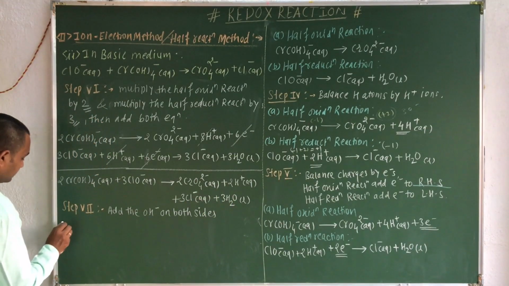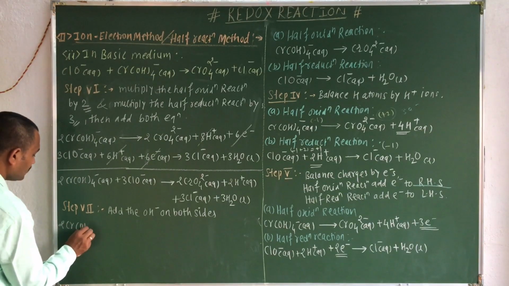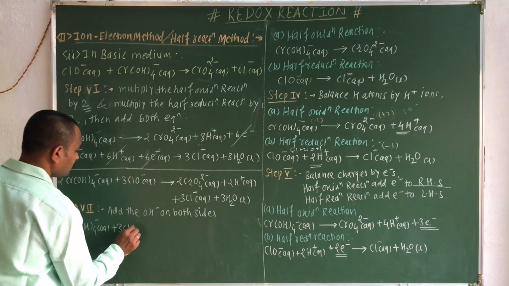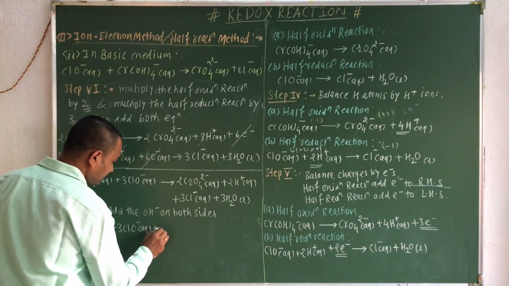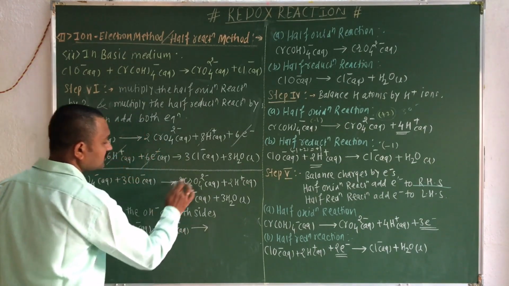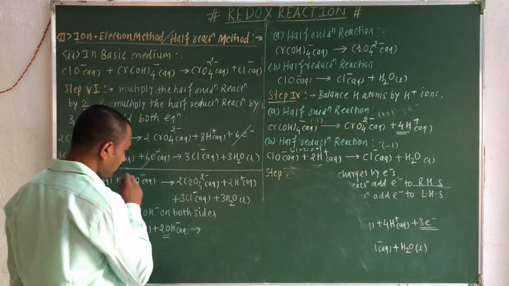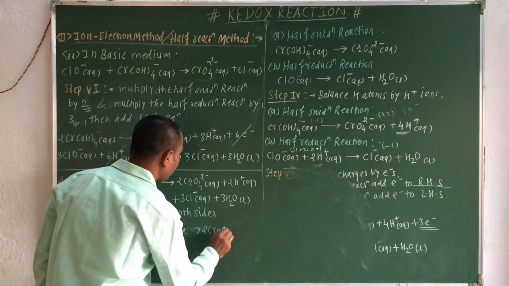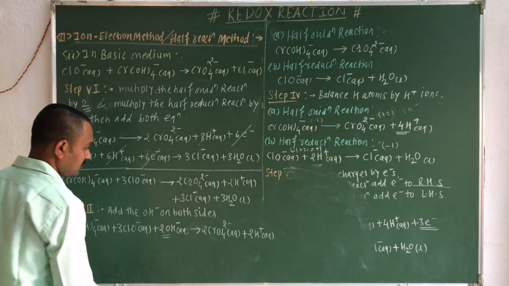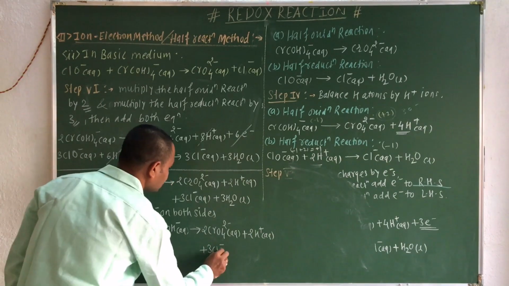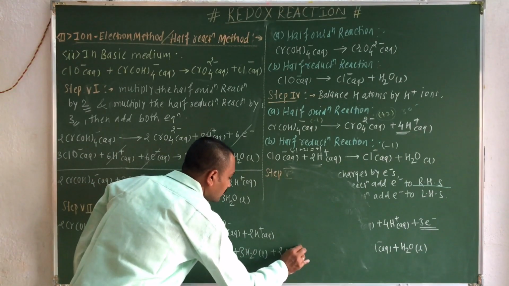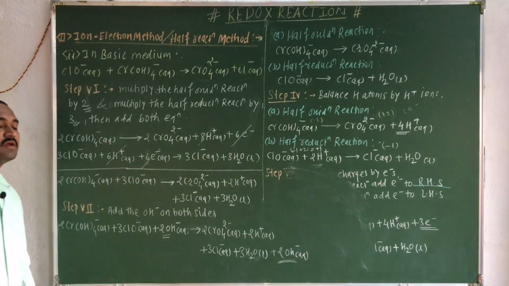So again this equation will be modified as 2 Cr(OH)4⁻ aqueous plus 3 ClO⁻ aqueous plus 2 OH⁻ aqueous that I have added, which gives 2 CrO4²⁻ aqueous plus 2 H⁺ aqueous, plus 3 Cl⁻ aqueous plus 3 H2O liquid plus 2 OH⁻ aqueous. So just the reactions become a little bit lengthy.